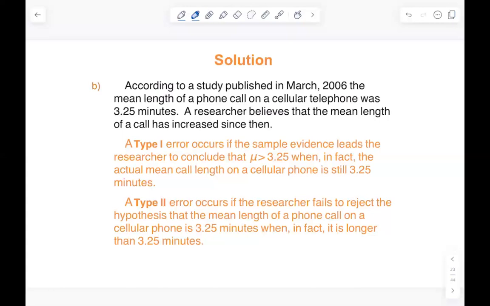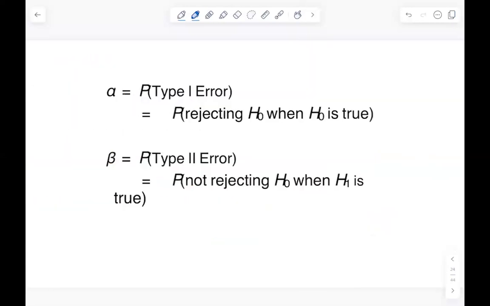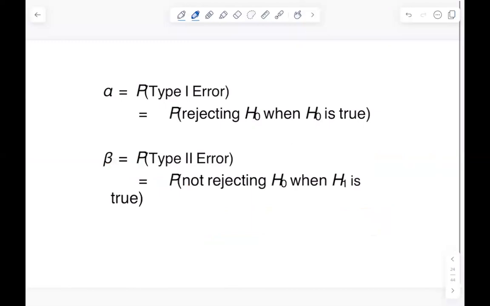Okay, let's go to the next one. There's going to be a question, and it's quite possibly on the quiz, and I'm going to let you know right now. The probability of making a type 1 error is alpha. This is alpha. It looks like a regular A, but this is alpha. The probability of making a type 2 error is beta.